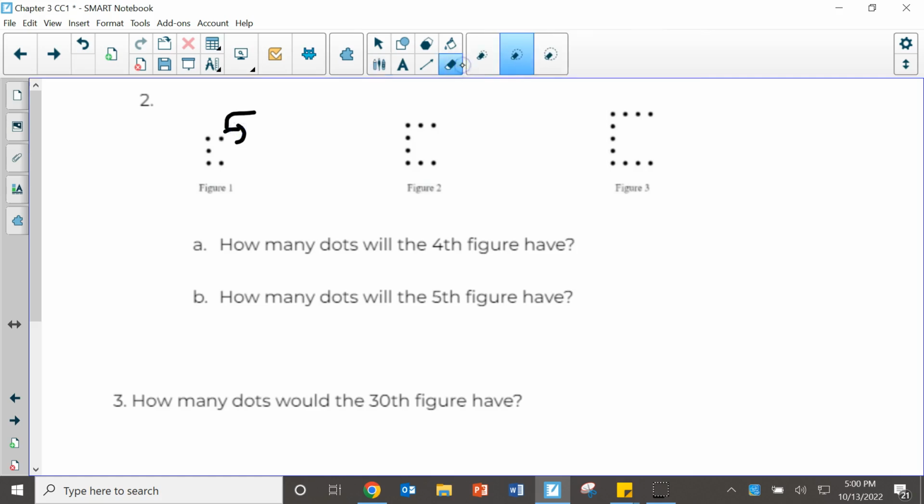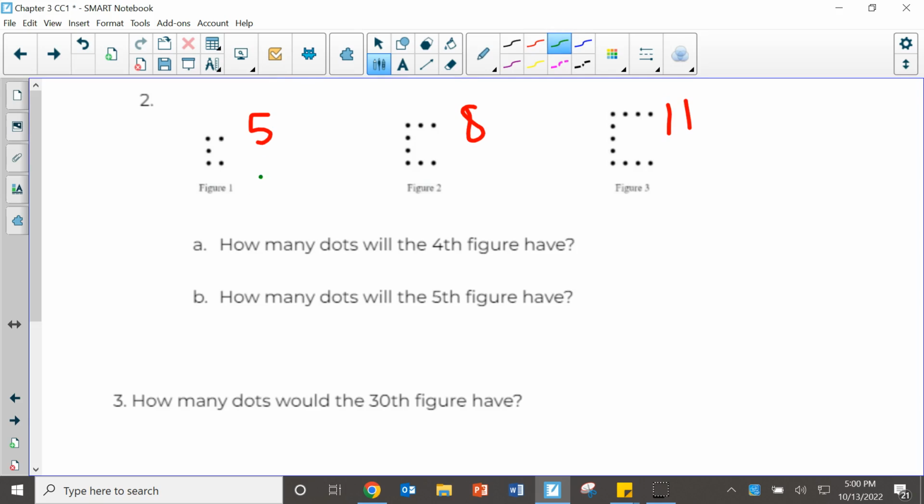Oh goodness, that looks terrible. Let's try that again. So the first figure has 5. The second figure, when I count those dots, I see that it has 8, and this one has 11. So hopefully you noticed it was going up by 3 each time. So remember that that 3 is our multiplier. That tells us what we're going to multiply the figure number by to get how many dots.